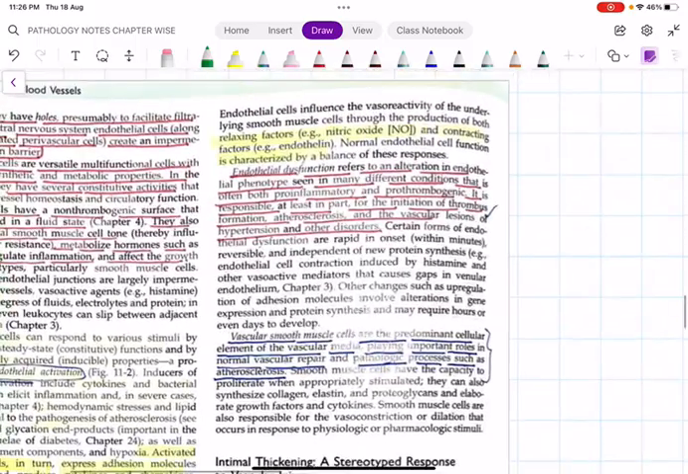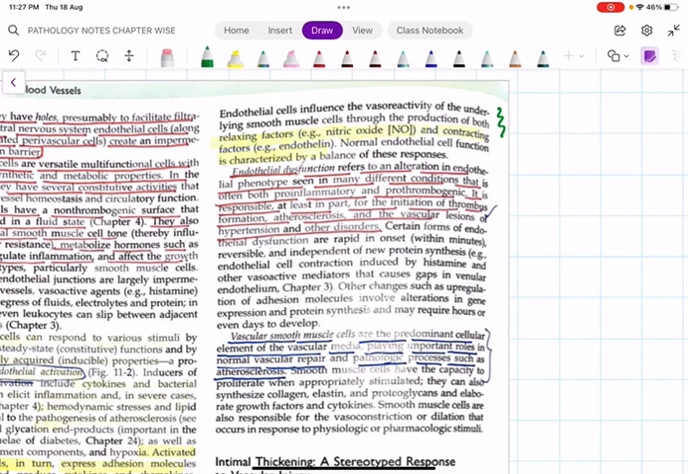I have already told you that the endothelial cells will always be maintained in a non-thrombogenic state. This is because of the production of some important molecules. There is always a balance between vasodilating and vasoconstricting factors, like nitric oxide and endothelin. Nitric oxide is a vasodilator, whereas endothelin is a strong, potent vasoconstrictor. So there will always be a balance.